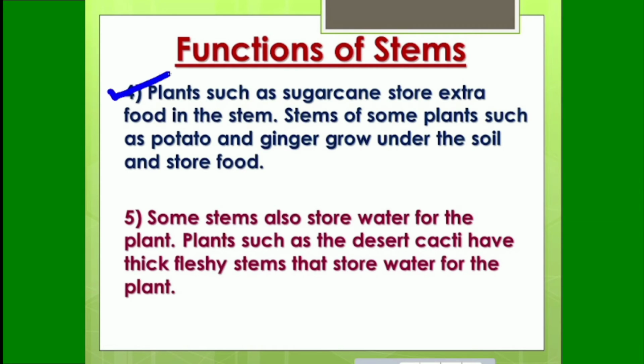Let us see plants such as sugarcane. It stores extra food in the stem. It means the stem helps to store extra food. And we are eating that extra food, like sugarcane stem. So these are some examples of stems that we eat.